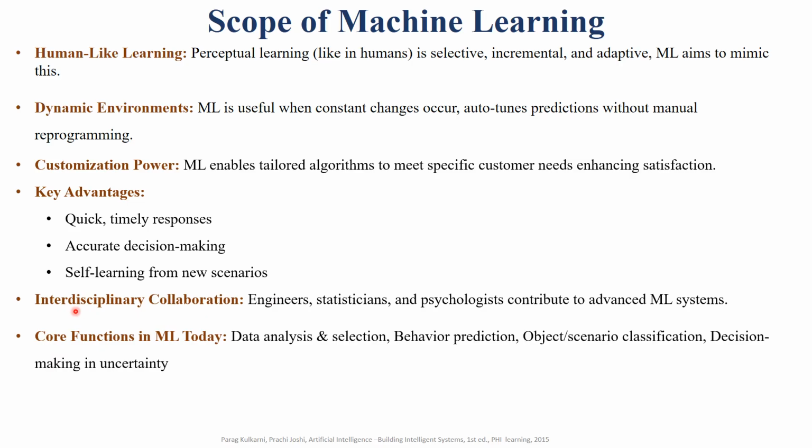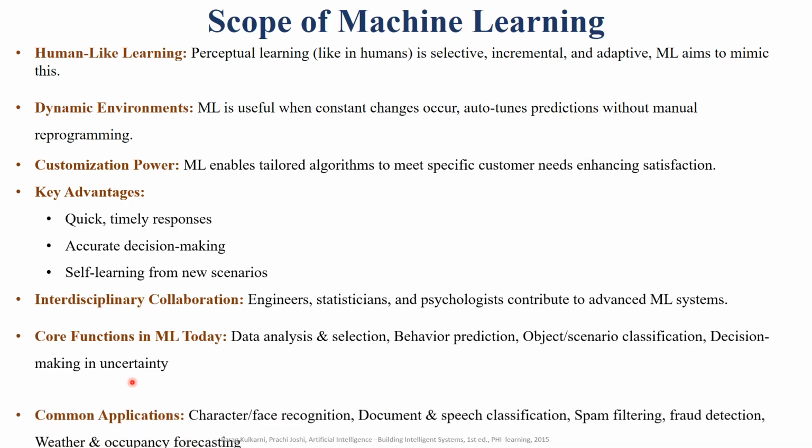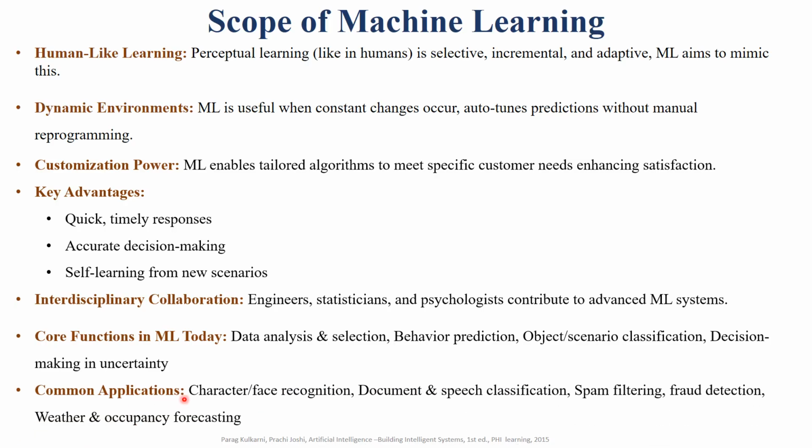Also, there has to be interdisciplinary collaboration, wherein engineers, statisticians, and psychologists contribute to advanced ML systems. What are the core functions in ML today? Starting from data analysis, behavior prediction, and object classification, and decision making wherever there is uncertainty. Some of the common applications include character and face recognition, document and speech classification, spam filtering, fraud detection, and weather and occupancy forecasting.